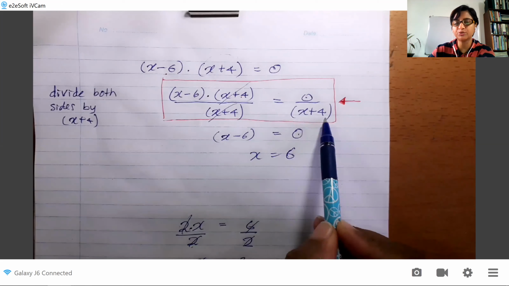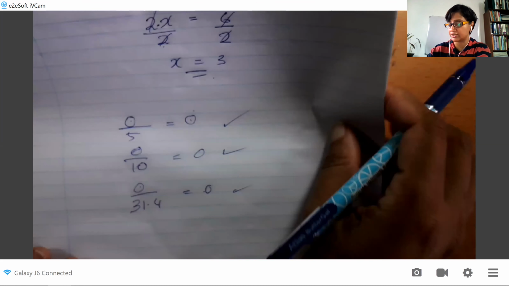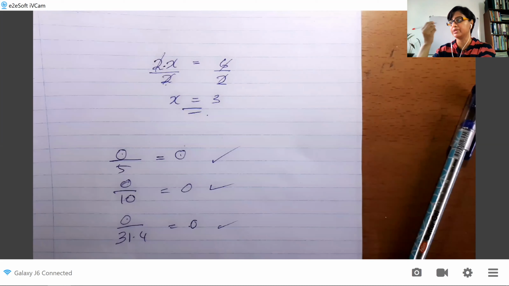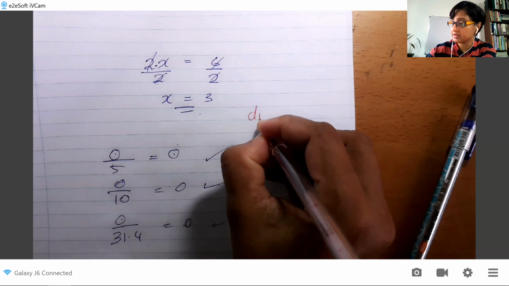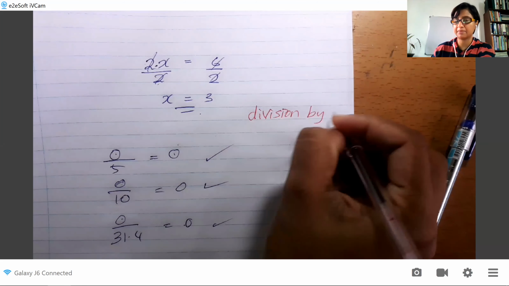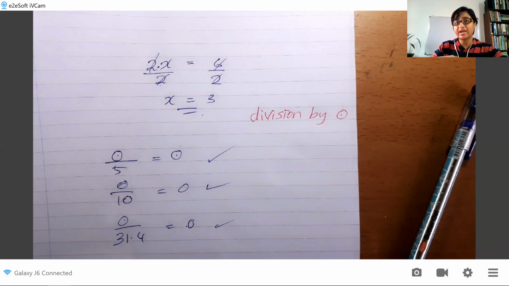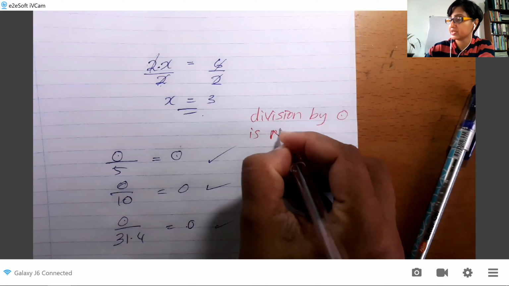This x plus 4, what you can't do in math, you can't divide by 0. That is not defined. That is not something that makes any sense. Dividing by 0. If you want, you can write this down in your note, on the side in big red letters. This is something very important. Division by 0. I'm not talking about 0 divided by something. Something divided by 0 is not allowed. You can't divide by 0. Division by 0 is not defined.